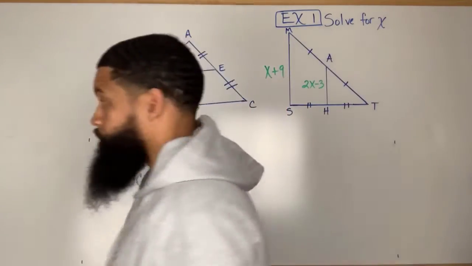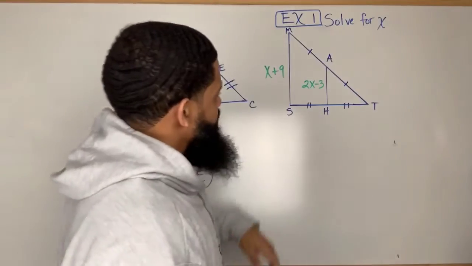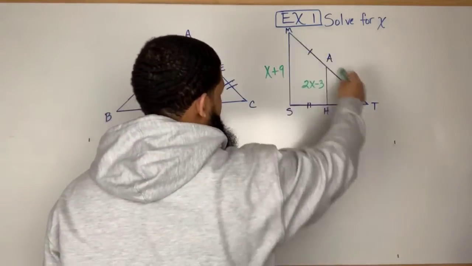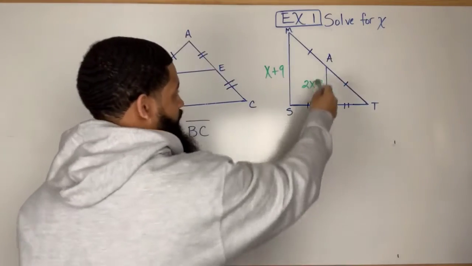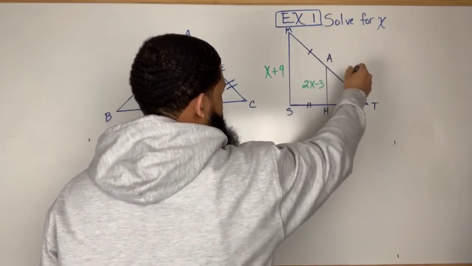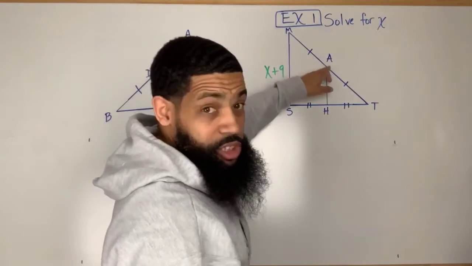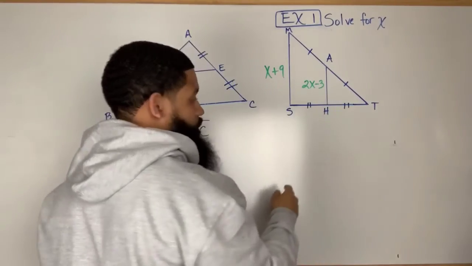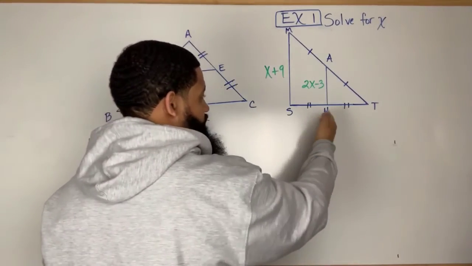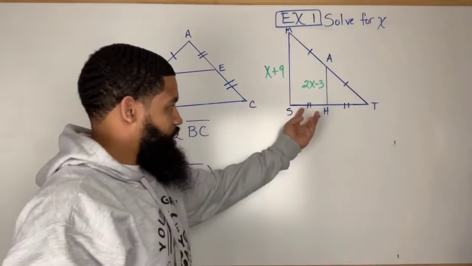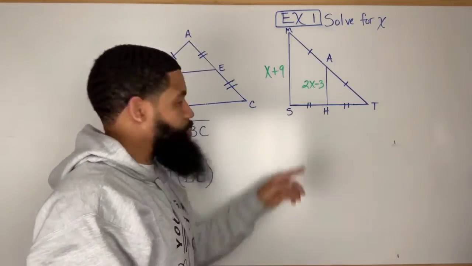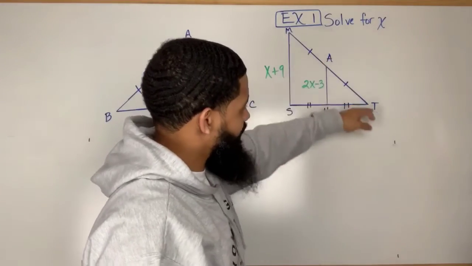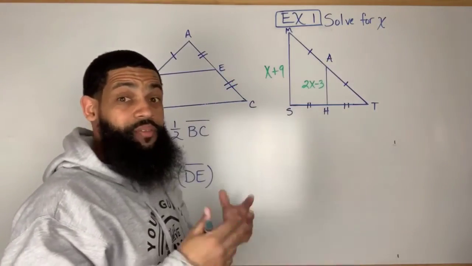Let's get right into the first example. As you can see, AH would be the mid-segment because it connects MT and ST. Notice this little 1 mark here and this 1 mark here shows that MA is congruent to AT. These 2 marks here and these 2 marks here tell me that SH is congruent to HT. So since those segments are congruent, H is the midpoint. And the same thing, since MA is congruent to AT, A is the midpoint of MT.